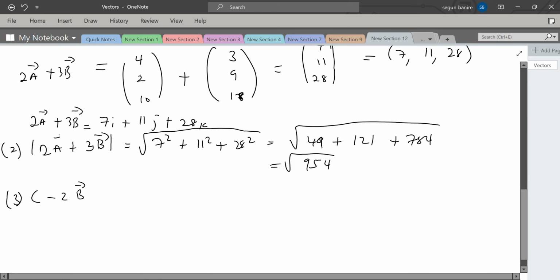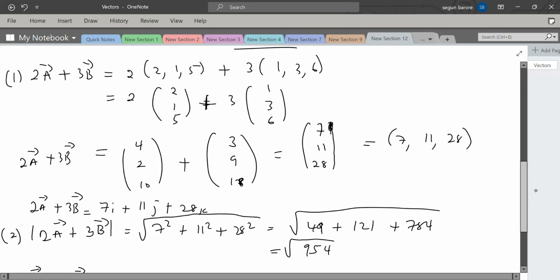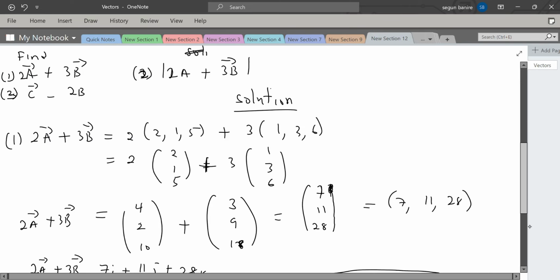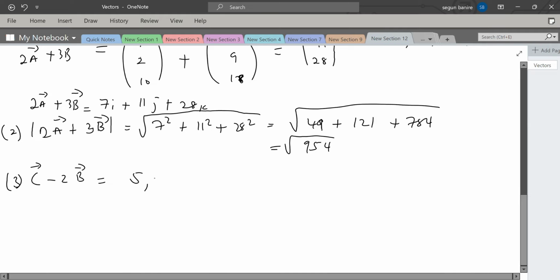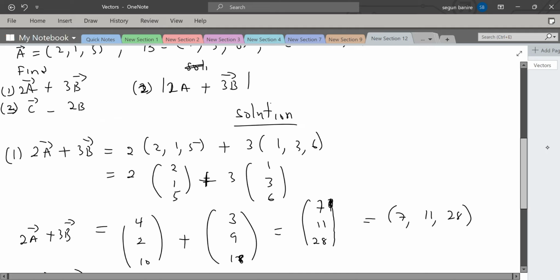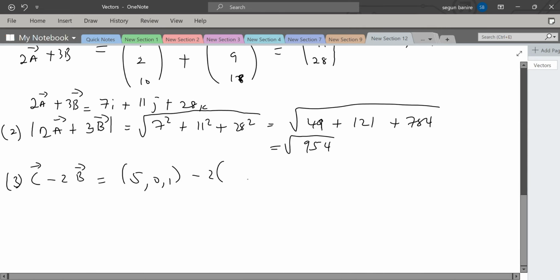Please always put the arrow to denote vectors. So what is this c? c is (5, 0, 1), minus 2 times b, which is (1, 3, 6). So this will give you (5, 0, 1), and 2 times that: 2 times 1 is 2, 2 times 3 is 6, 2 times 6 is 12.